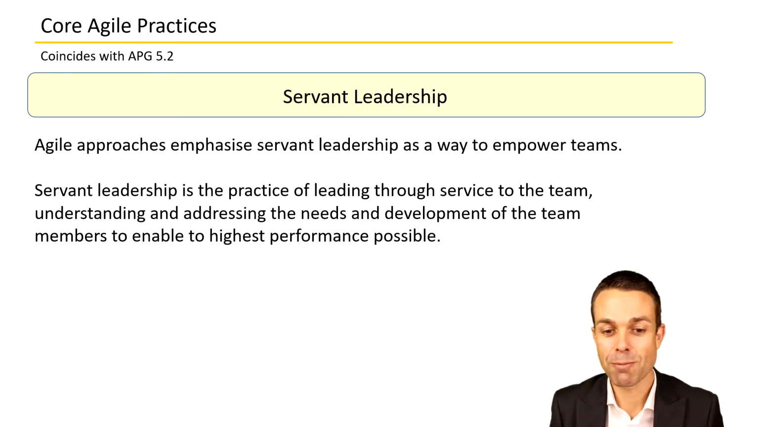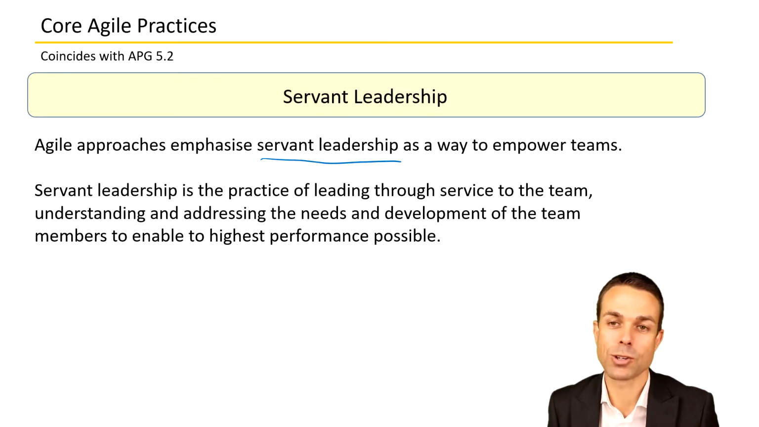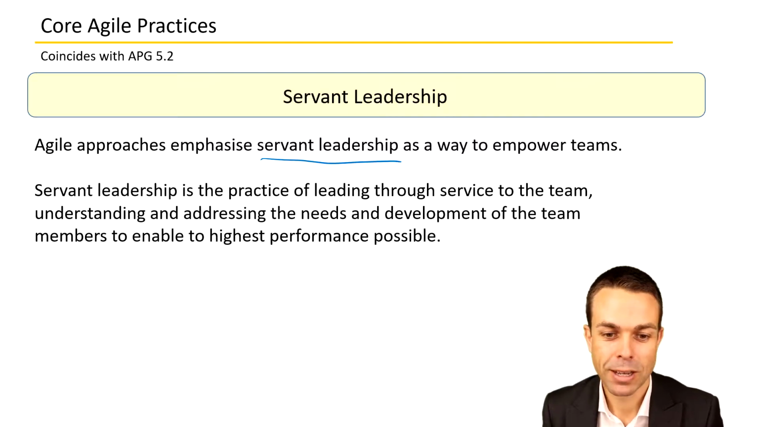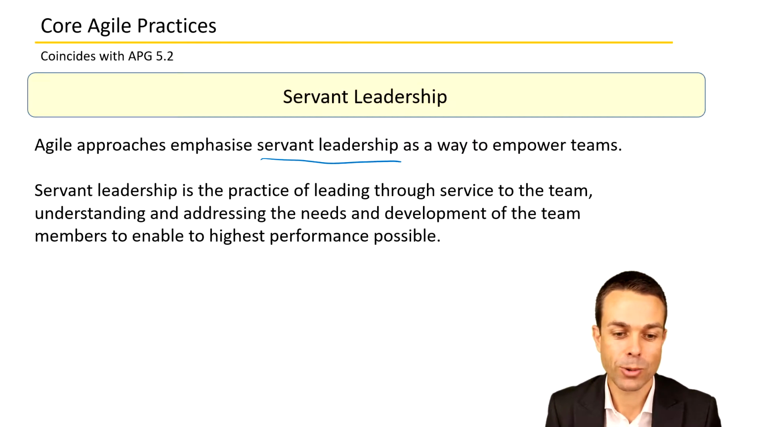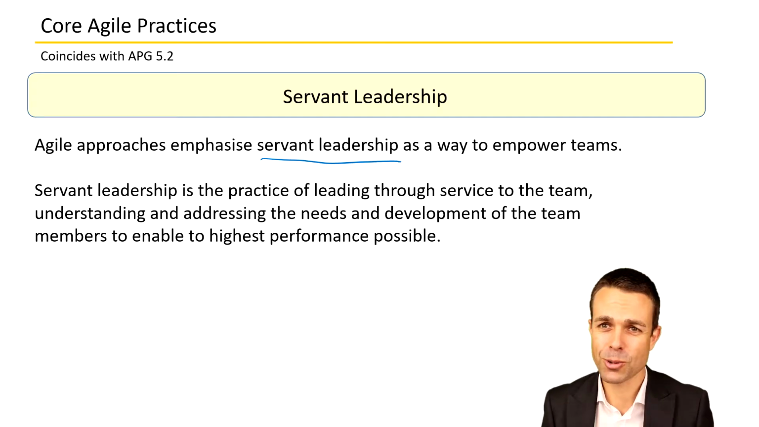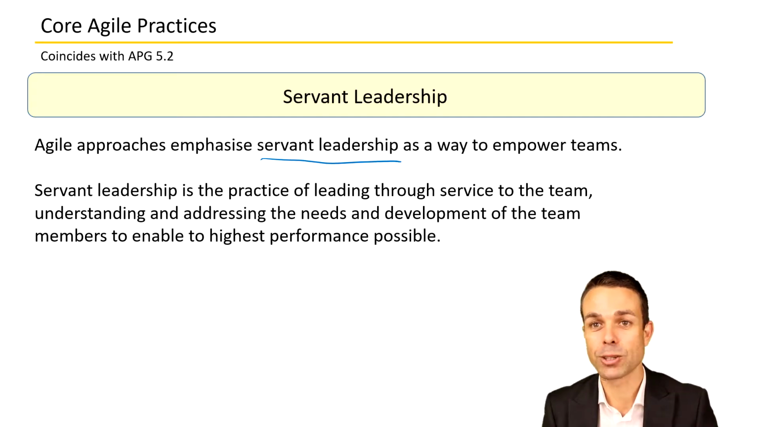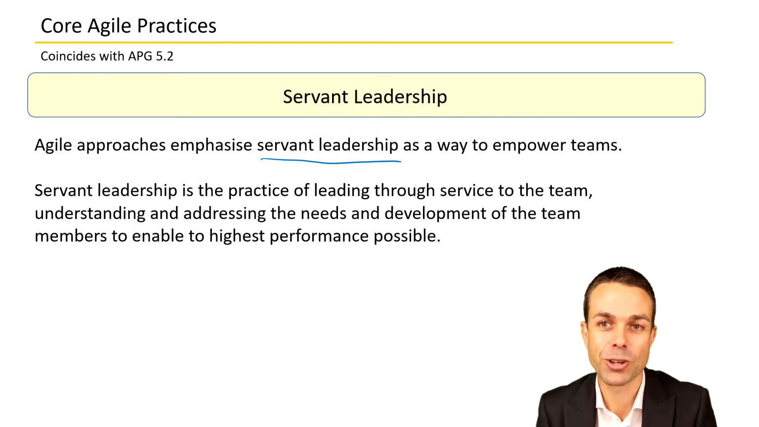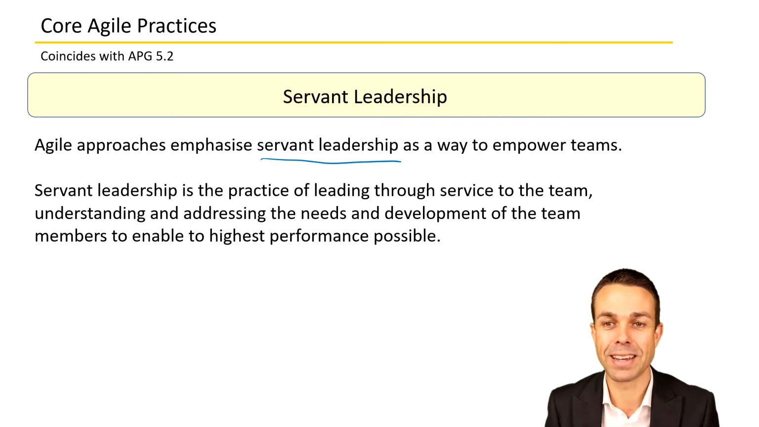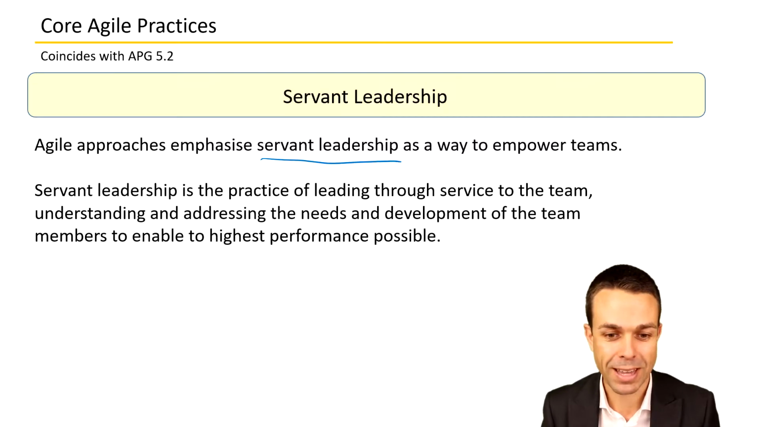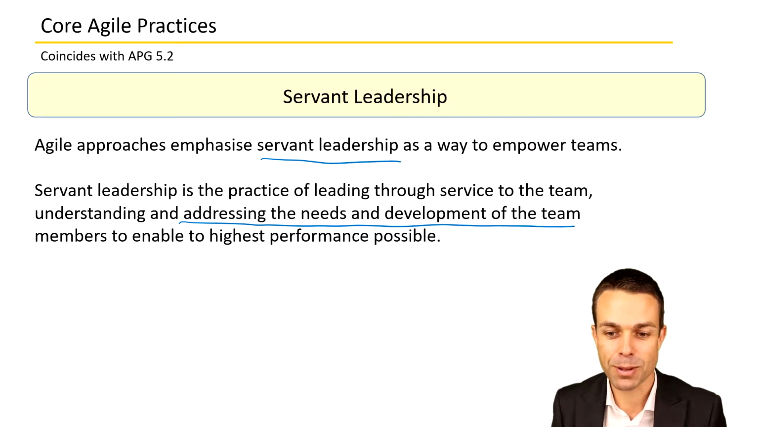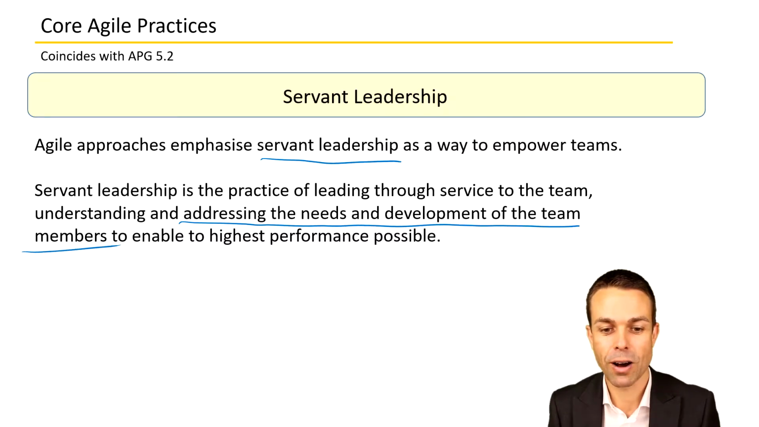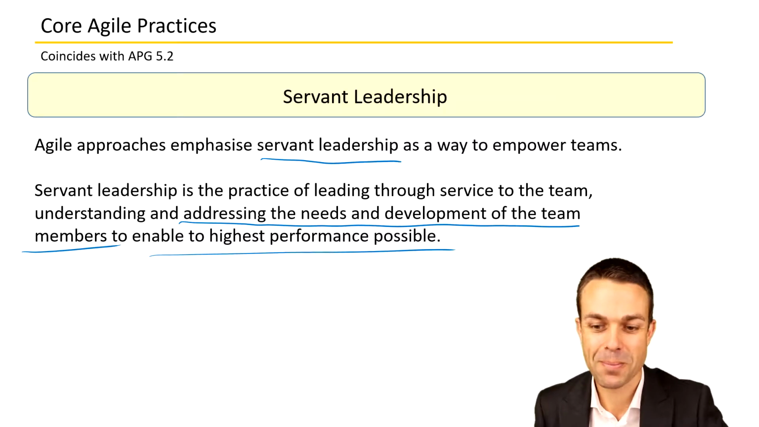Agile approaches emphasize servant leadership as a way to empower their teams. Servant leadership is the practice of leading through service to the team. So in other words, you're the leader, yes, you're the boss, but your customers are your team members, and you're here to serve them as well and help them get what they need so that they can do the best job that they possibly can. So that means understanding and addressing the needs and development of the team members to enable that highest possible performance.